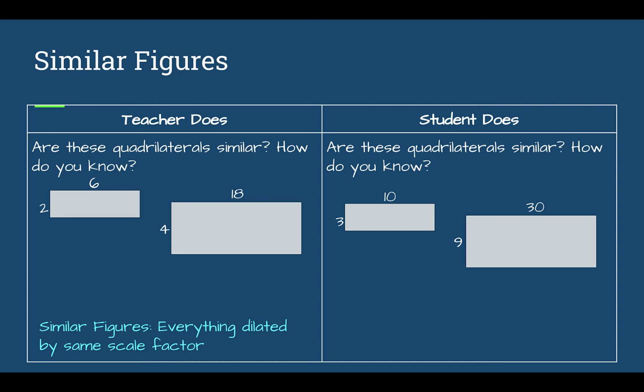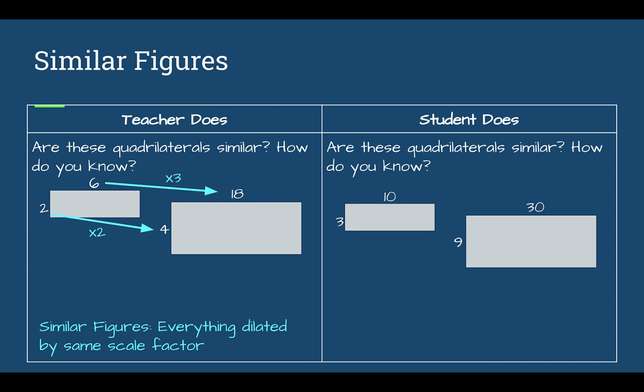So when we want to check if things are similar, we need to know, are they multiplied by the same scale factor? Let's start with 2 to 4. What scale factor was it multiplied by to go from 2 to 4? Well, it must have been multiplied by 2. So if these are similar figures, then everything must have been multiplied by 2. Well, 6 to 18 was multiplied by 3.